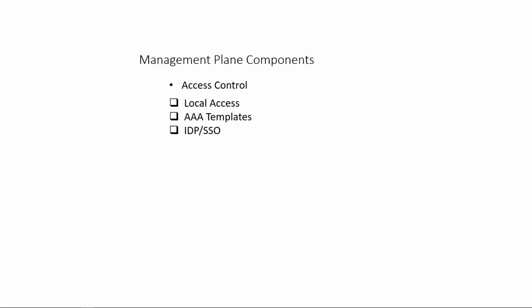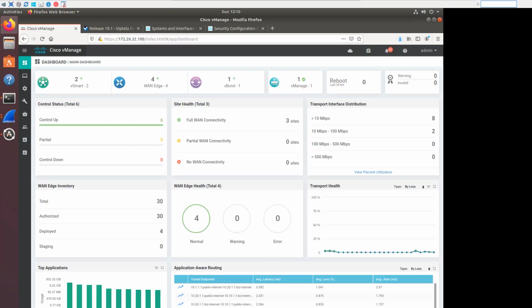Let's take a look at the access control options in vManage. We're looking at local access, which means creating usernames and groups and putting them locally on the devices and in the vManage itself, using AAA templates attached to the devices, including the vManage itself. And we also have the ability to do single sign-on with an IDP for access to the vManage, though not the WAN edges.